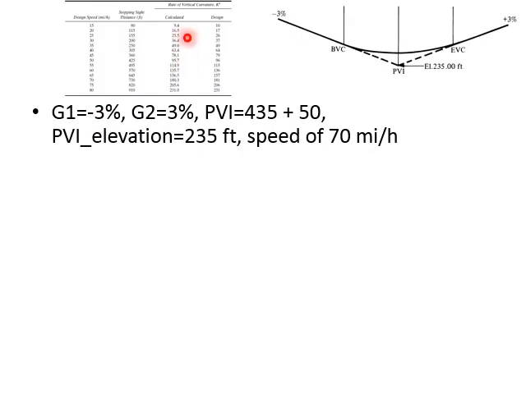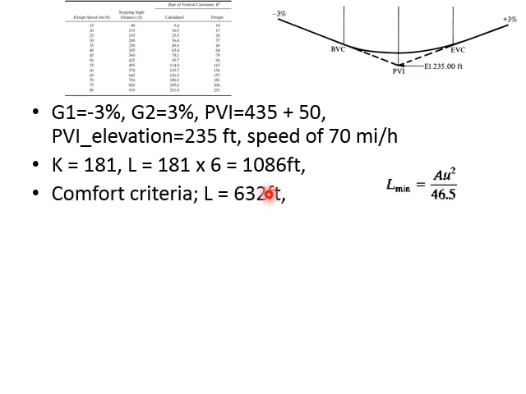The first criterion is sight distance. For that we have the K table. The speed is 70 miles per hour, so at 70 miles per hour the value of K is 181. If you multiply 181 with A, which is G1 minus G2, that is 6, it will give you the length 1086 feet. Then you can find the stationing of BVC and EVC, but before that we have to check the other criteria.